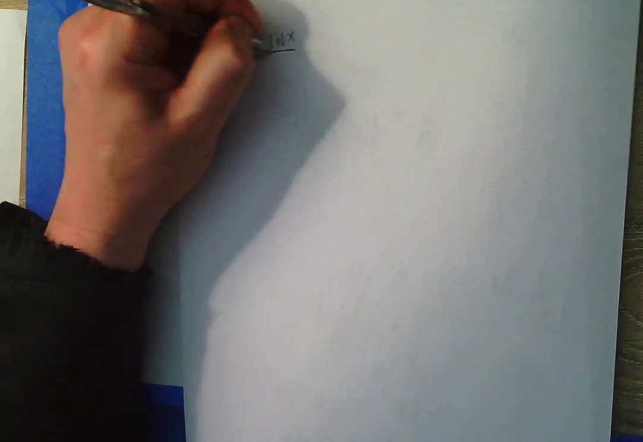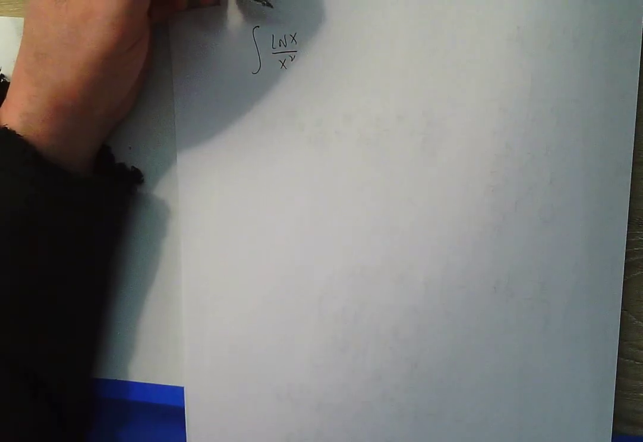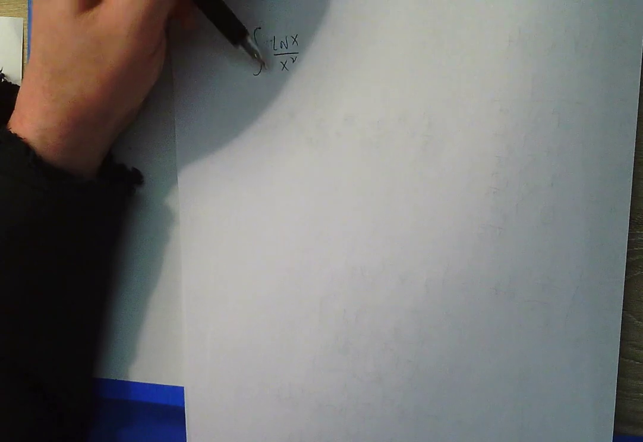Okay, next. Integral ln of x over x squared. You know, when I look at this, I again have that feeling like, well, I know the derivative of this is 1 over x, but here I have 1 over x squared.